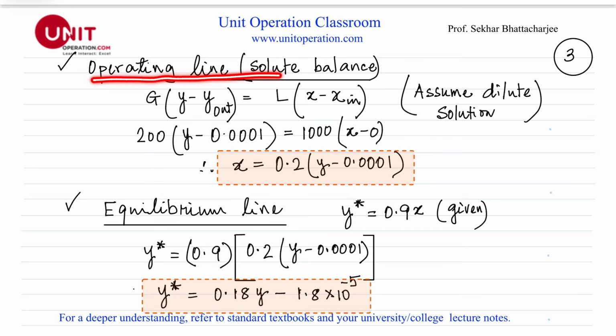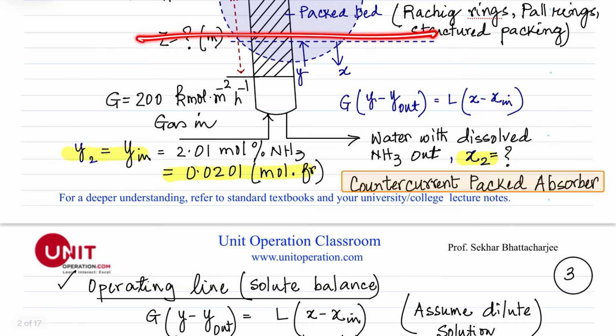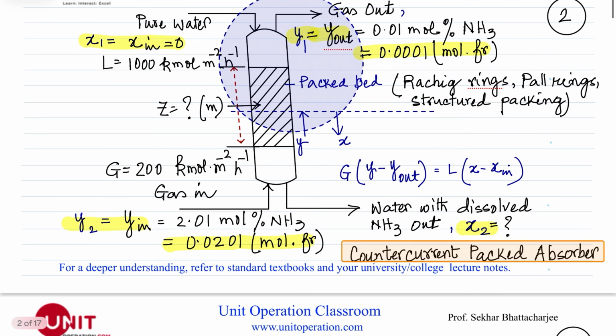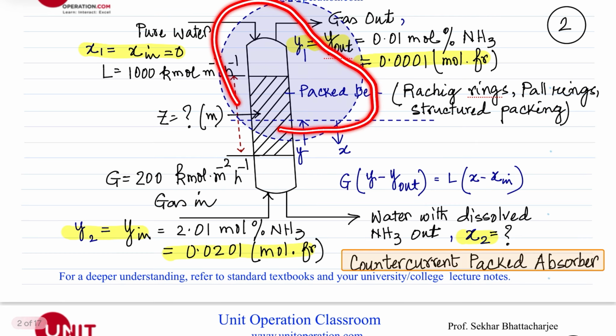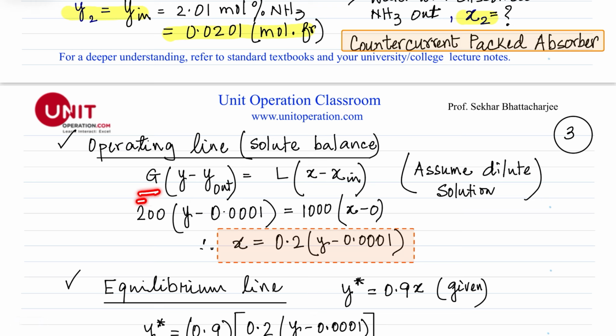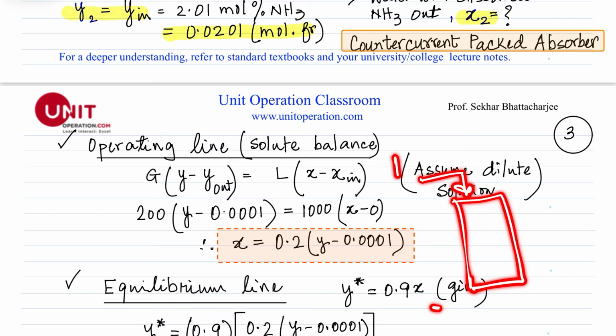Okay, so let's go to the next level. First, we have to determine the operating line, of course, which can be obtained by solute balance. So let's say anywhere here, if we draw a line, this is the Y gas phase concentration of ammonia, and X is the liquid phase concentration of ammonia coming out. So if we do the mass balance, from that we can find out what the operating line is. So this is L, and this is G, and anywhere, let's say this is X and this is Y.